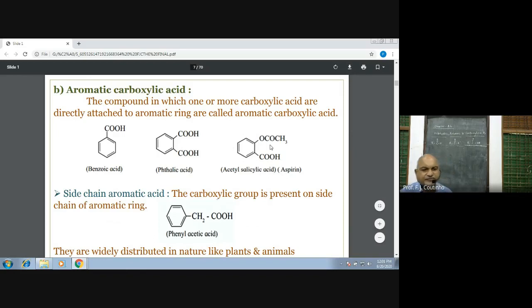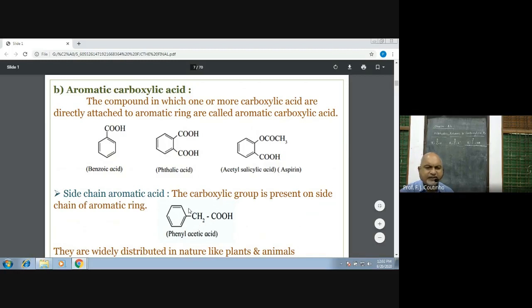Salicylic acid. Now here, the important thing is side chain aromatic acid. Here it is a side chain. Aromatic acid. Here, if you have seen, the carboxylic group is directly attached to the aromatic ring. Here also, and here also. So here you have got 1 carboxylic acid. Here there are 2 carboxylic groups. And here there is again 1 carboxylic group directly attached to the aromatic ring. But here it is a side chain.